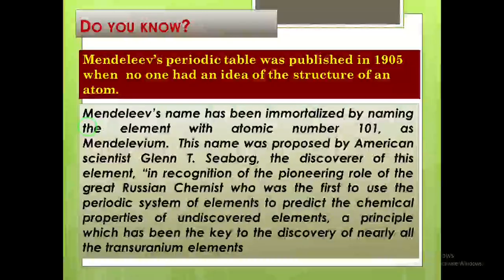Now, this led to an element being named after him. If you check your periodic table, the element with atomic number 101 is called Mendelevium, which is named after Mendeleev.